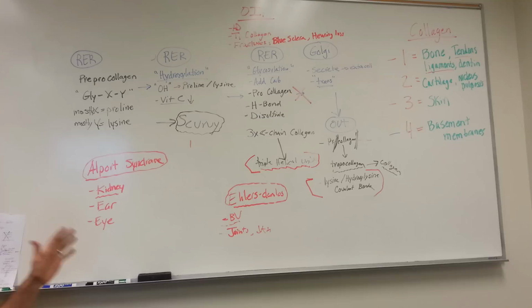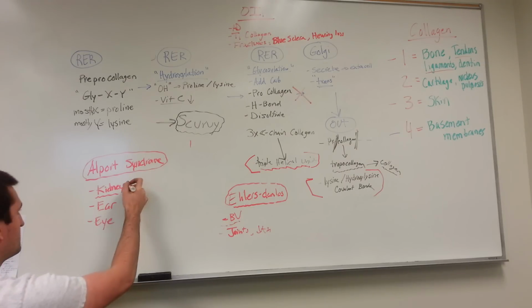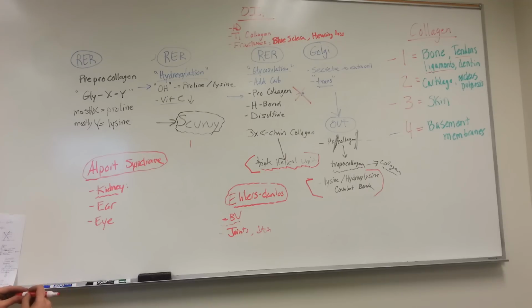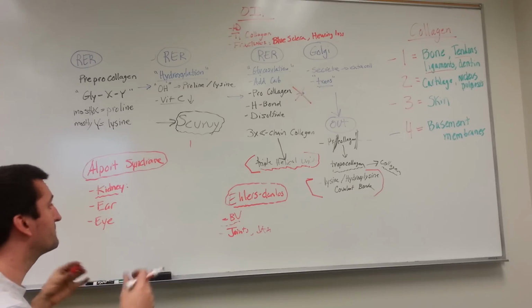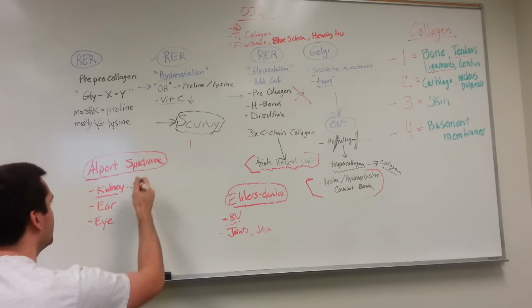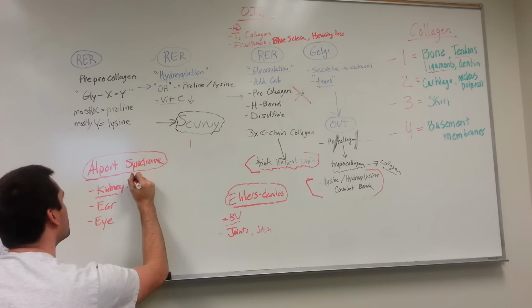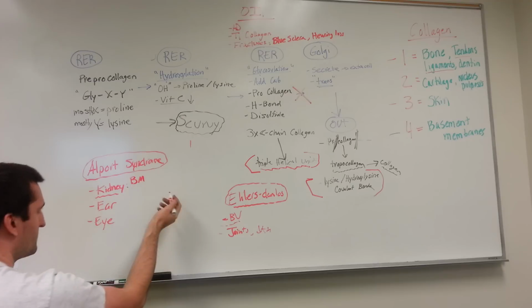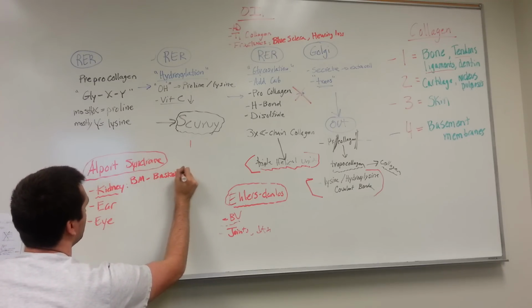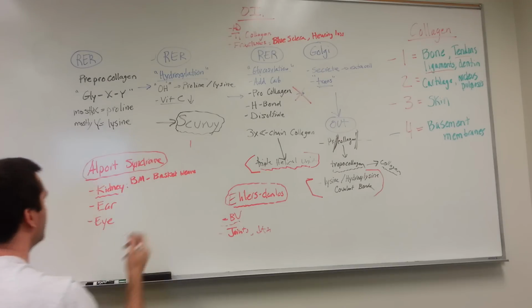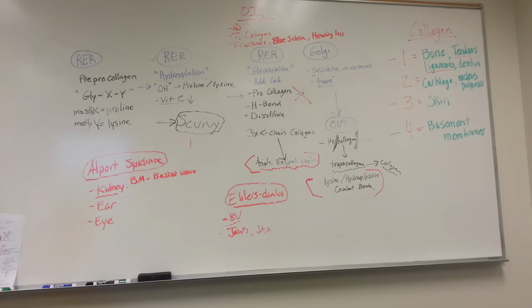So the basement membrane of the kidney is going to have type 4 collagen. So in your glomerulus, you're going to have type 4 collagen. And what we're looking at is a basket weave pattern, which is more of a disarray pattern of type 4 collagen within the glomerulus of your kidney. So I'm going to say BM for basement membrane will look like a basket weave appearance. That's kind of just a traditional mark.